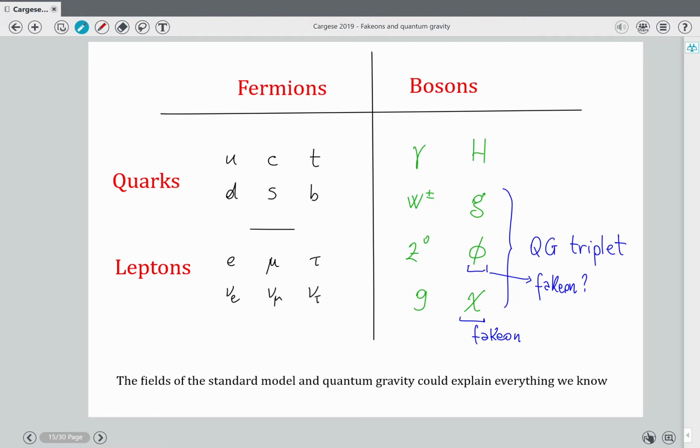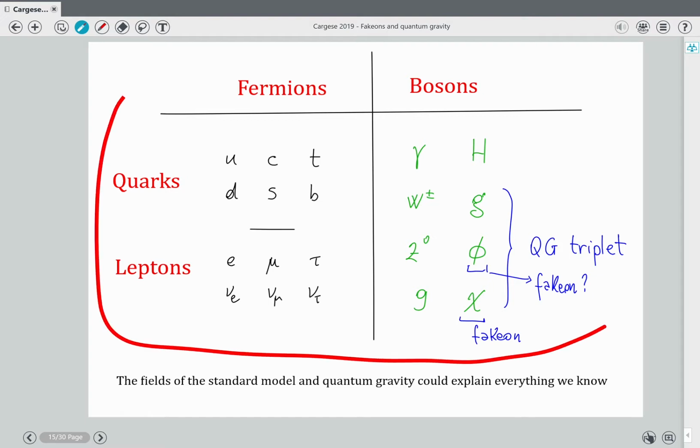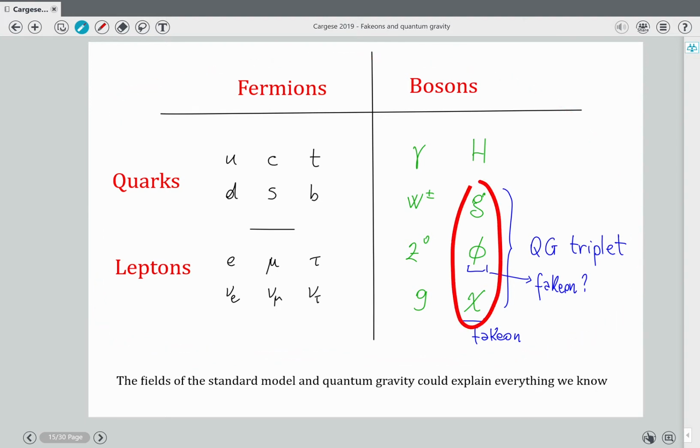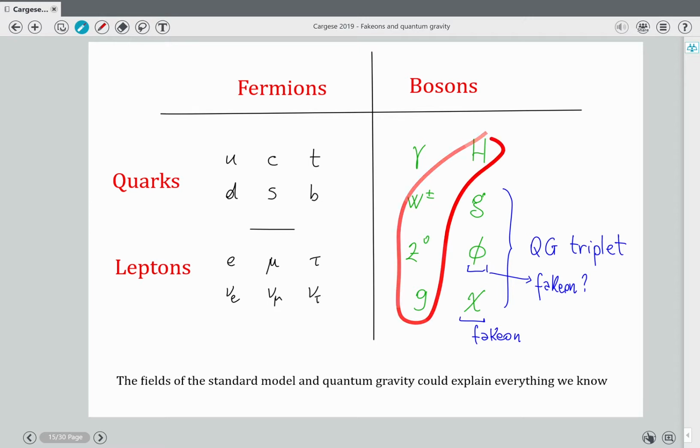If you take both theories together, quantum gravity and the standard model, you have this set of fields, and what you add is a triplet with a graviton, the scalar field, which could be fake or not, and a spin 2 massive field, which must be fake. You can ask the same way as Anupam just asked, what about the other ones? Do we know already for sure that they are not fake? I will comment on that in a moment.